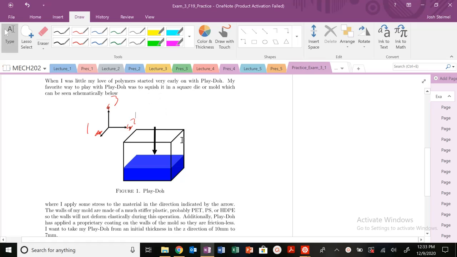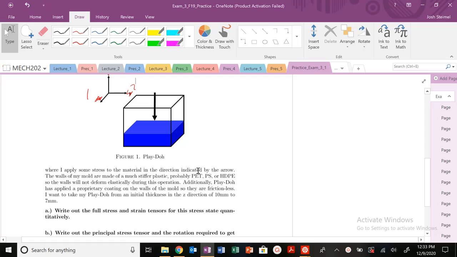So I'm pushing this in the square die mold. I apply some stress. The walls are much stiffer, so they do not deform elastically. They are essentially rigid walls. They will not move. The Play-Doh has this coating so that it's frictionless, which tells us something about our shear stresses.